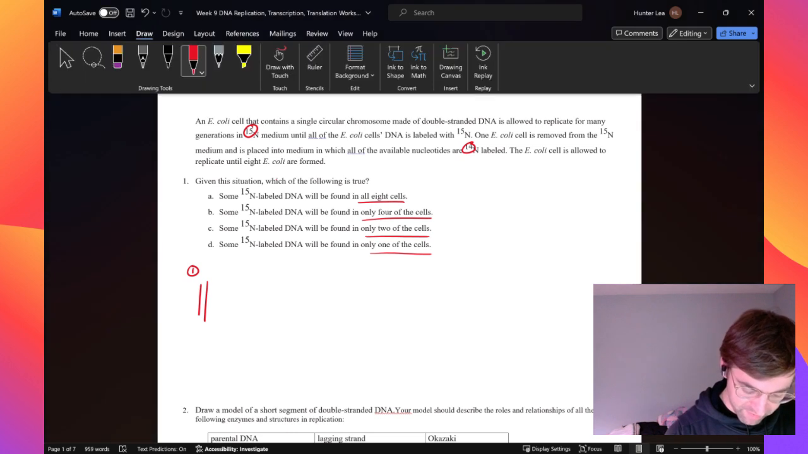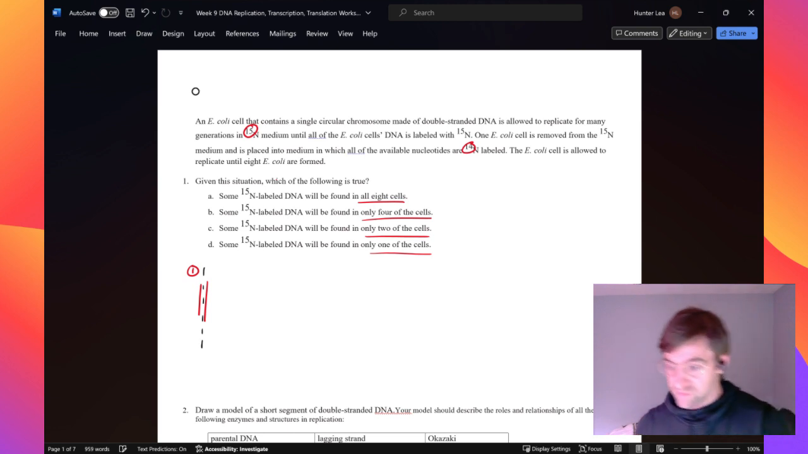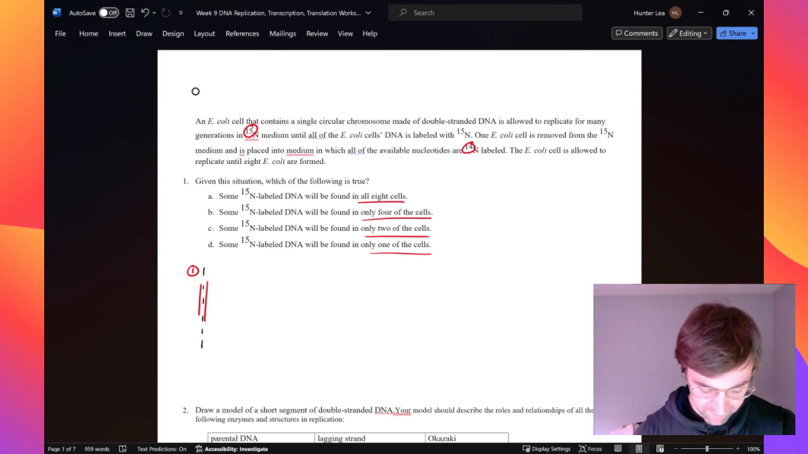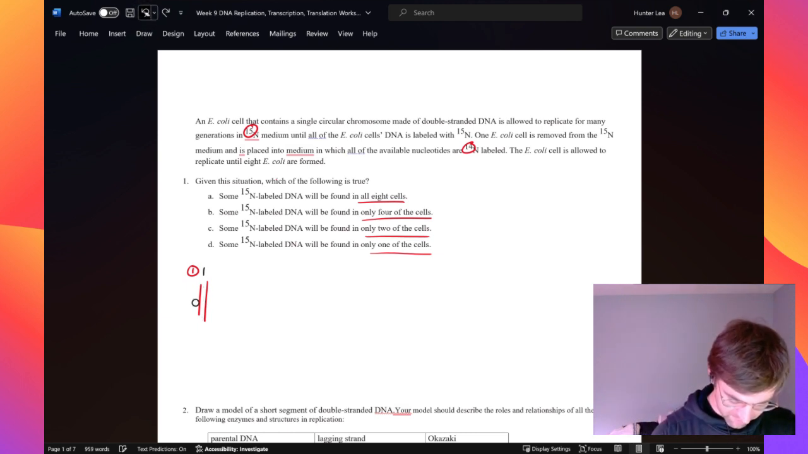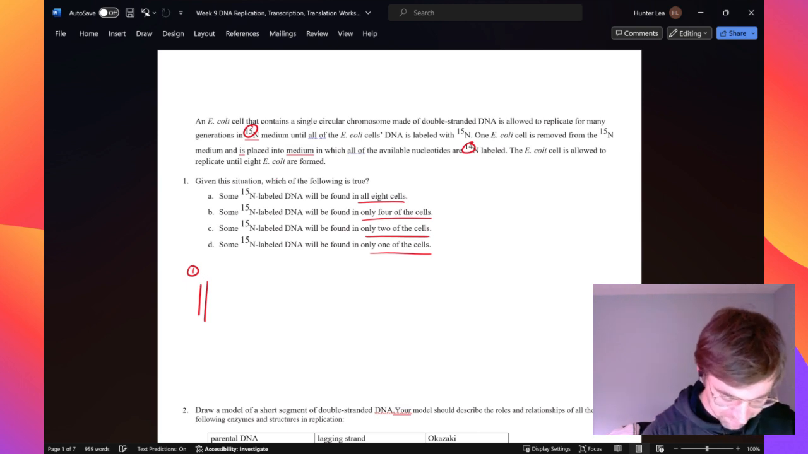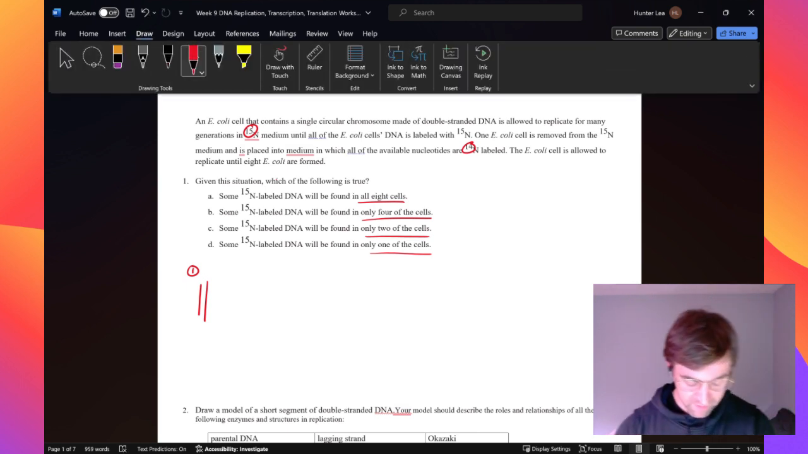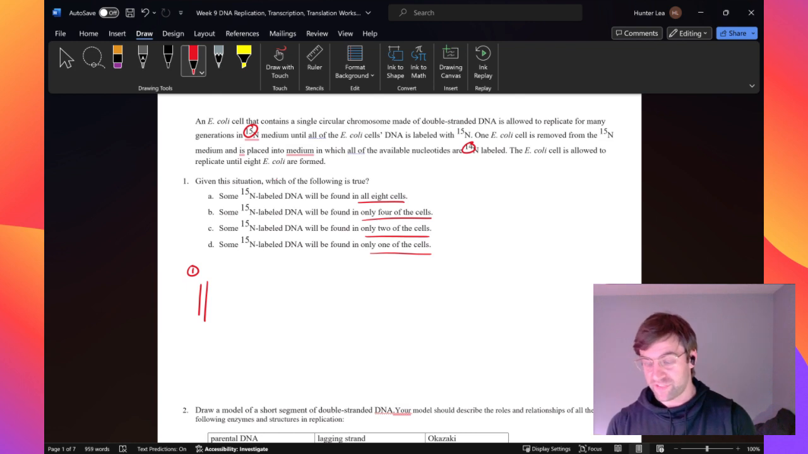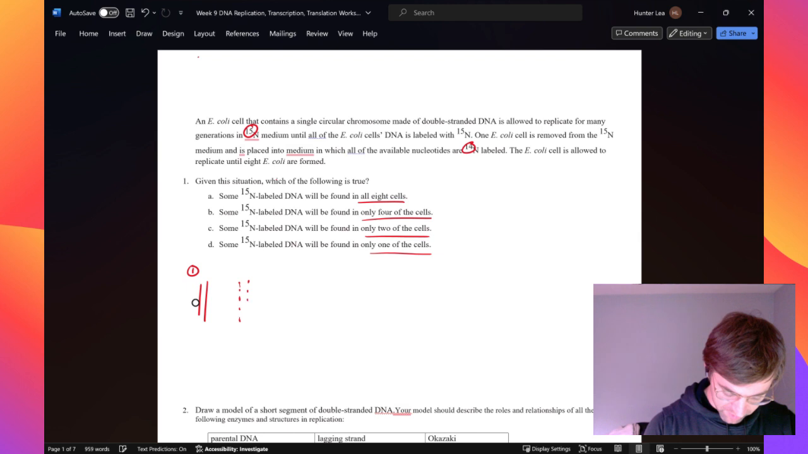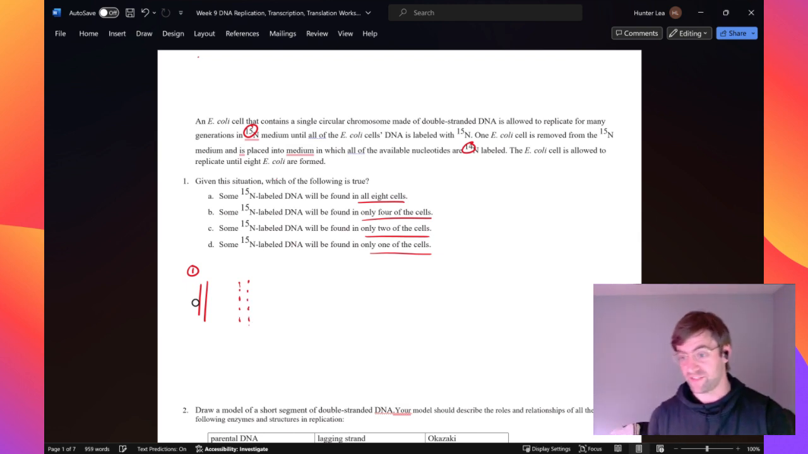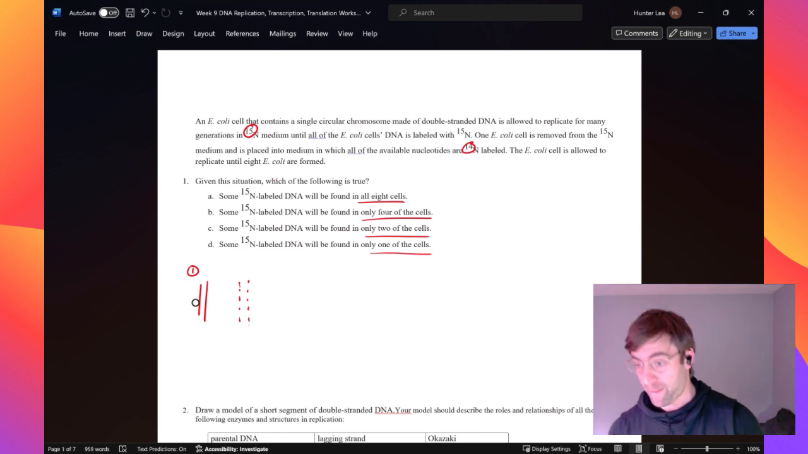So let me get another color going here. Basically, I'm going to split these down the middle is what's going to happen. And this is called, my undo button is not working well. Okay. So if it was fully conserved, both strands would stay together, and then the daughter strands would pair together and form a completely new double helix. That is not what happens.